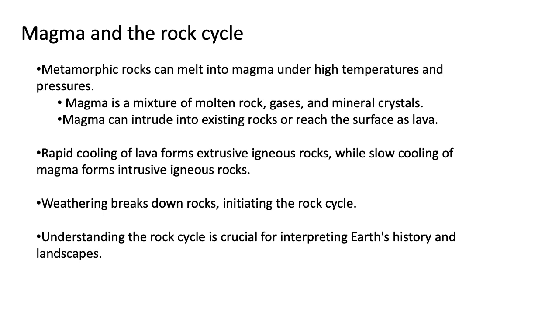Additionally, transform plate boundaries, where plates slide past each other horizontally, can cause shearing and faulting, leading to the formation of fault breccias and cataclasites, both of which are types of rocks formed through mechanical fragmentation. The recycling of rocks through plate tectonics is an essential process in the rock cycle, facilitating the exchange and transformation of materials between Earth's interior and surface.